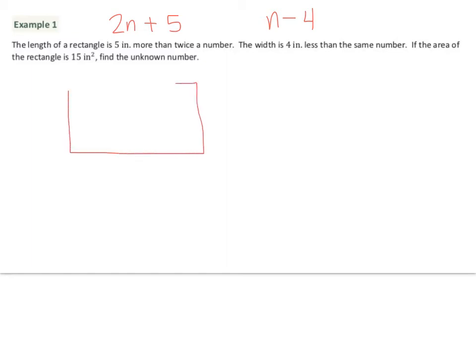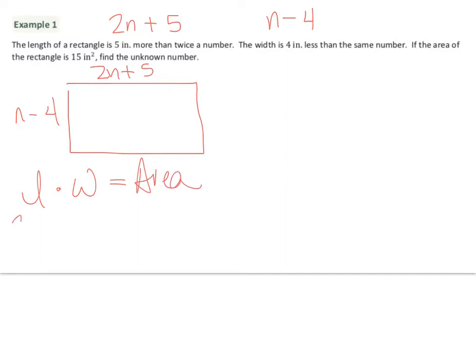So I'm going to draw another diagram. 2n plus 5, n minus 4, and the area, well, let's do this. Length times width equals area. So 2n plus 5, n minus 4 equals 15. Well, we had problems like this in the last lesson, and we were fine. Now we've put it into a word problem, and it gets just a little bit scarier. But not to worry, we learned how to solve this last lesson.